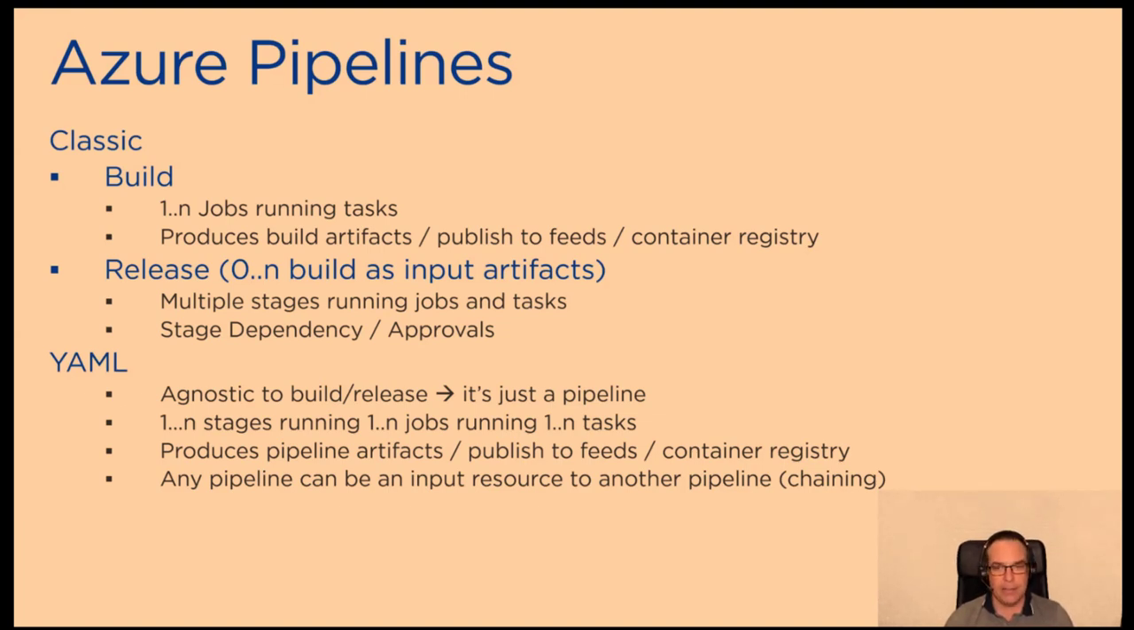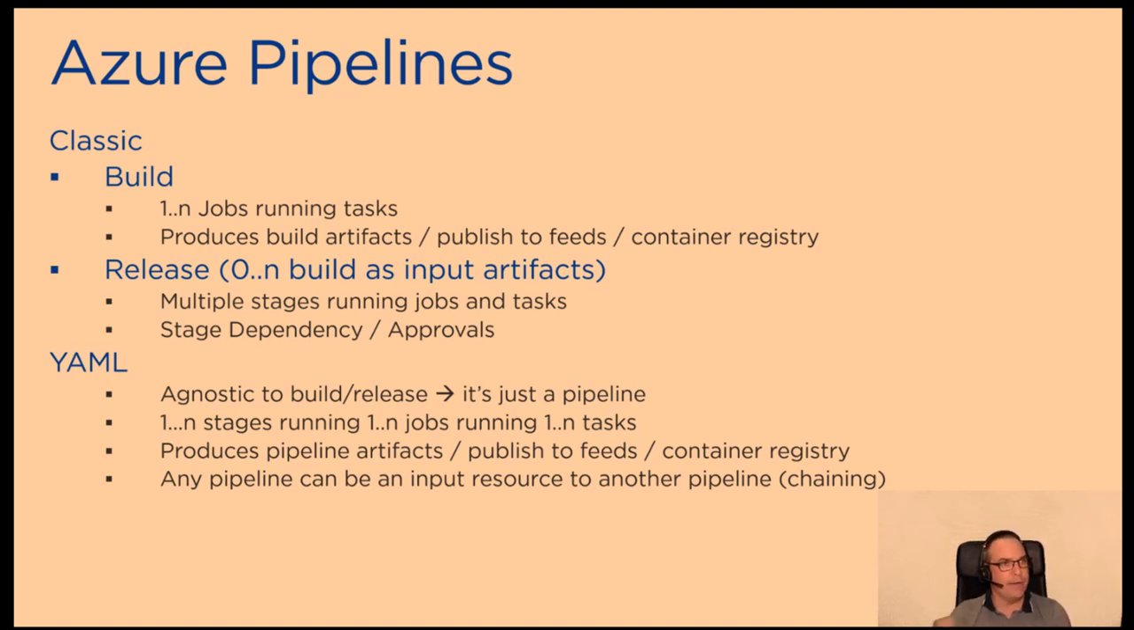So a pipeline has one or n stages running one or multiple jobs, running one or multiple tasks. Pipelines in YAML can also produce pipeline artifacts. They can publish to feeds, publish to a container registry, and any pipeline can be the input resource to another pipeline. So basically, you are completely free in how your build chaining is set up.